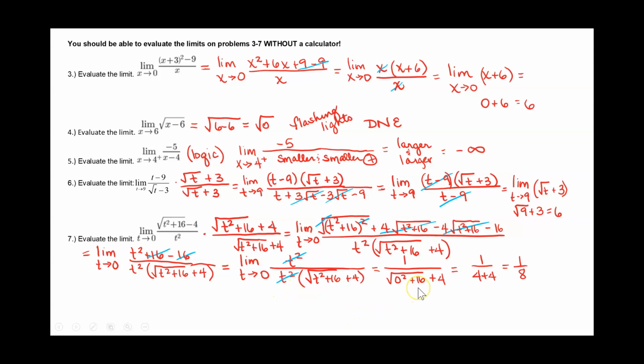So what I have left, I can try direct substitution. So I'm putting 0 in for that t right there. So I end up with the square root of 16, which is 4 plus 4. And so I end up with 1/8.